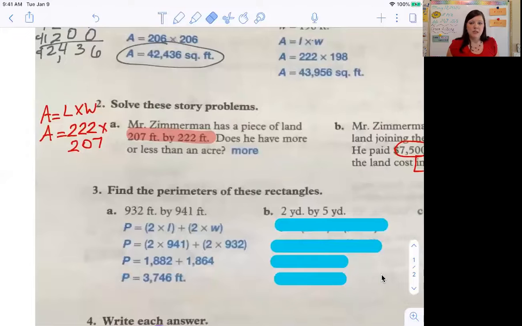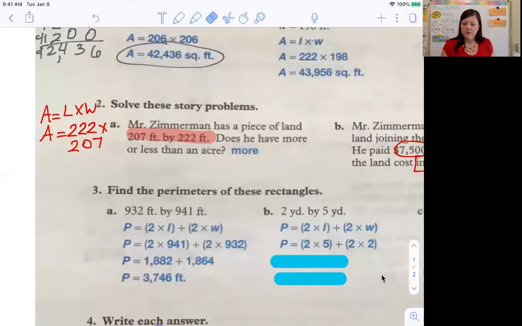I think this one's going to be even faster for us. Start with the formula first. What is the formula for finding the perimeter of a rectangle? P equals 2 times L plus 2 times W. Write that down. Which one is the length? 5. Why 5? Because it's longer.